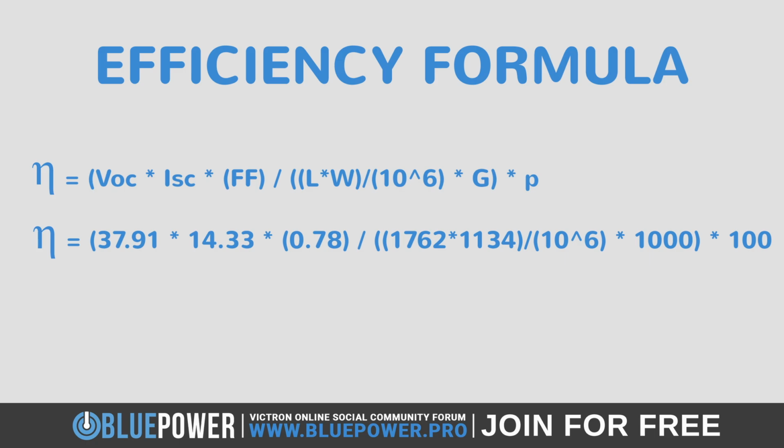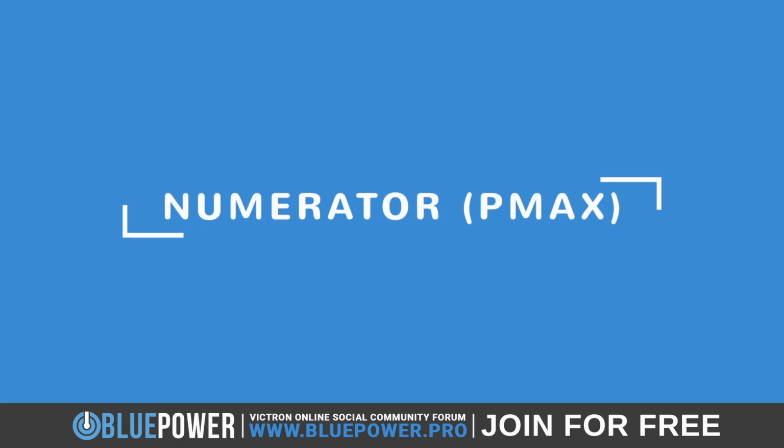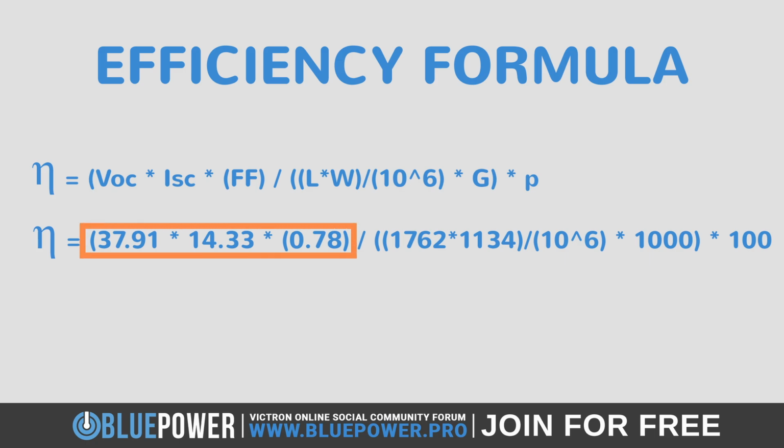Great. Now that our formula is complete, we can calculate the rest of it. However, let's do it in stages in order to better understand what's happening. First, let's solve the rest of the numerator, which we can easily do by multiplying the VOC by the ISC and then by the fill factor that we just calculated. When done, we can see that this works out to just over 425 watts.